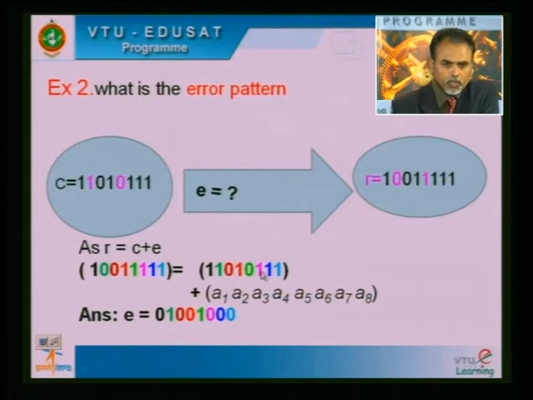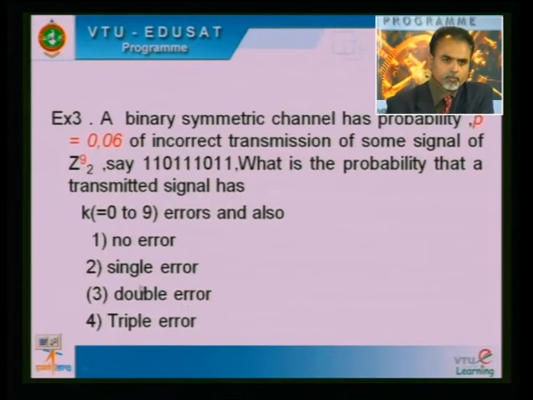Similarly, in the pink color, I should have 1 here. If I add 1 in the 6th position, where c is 0, I should get 1 plus 0 equal to 1. Similarly, I can get all the error pattern. So, given received and transmitted words, we can find the error pattern also. This can be a very simple question to you.